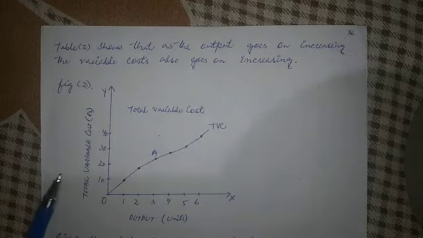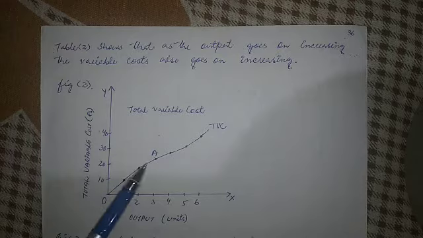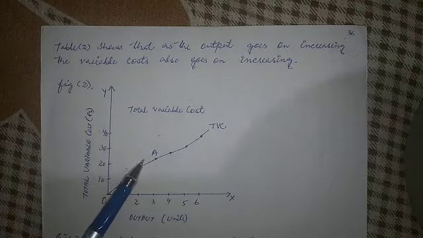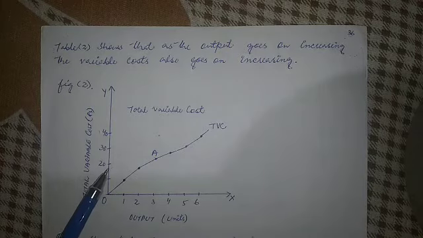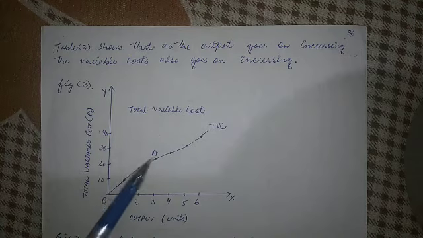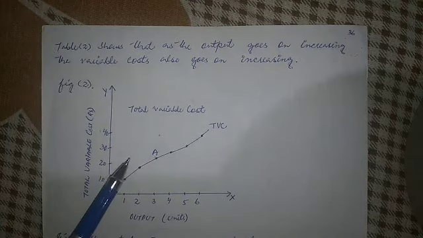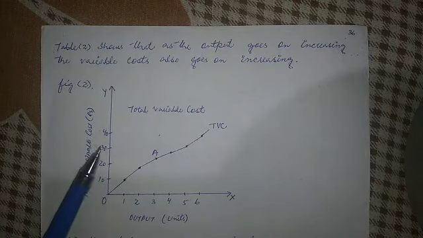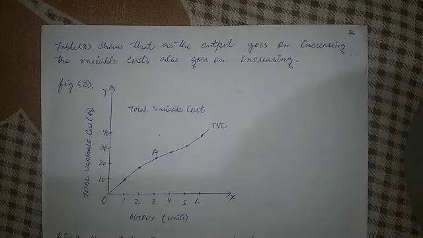So this figure shows that total variable cost increases with increase in output. Initially, it increases at a decreasing rate till point A. Eventually, it increases at an increasing rate beyond point A. It increases at an increasing rate when diminishing returns to a factor start operating.